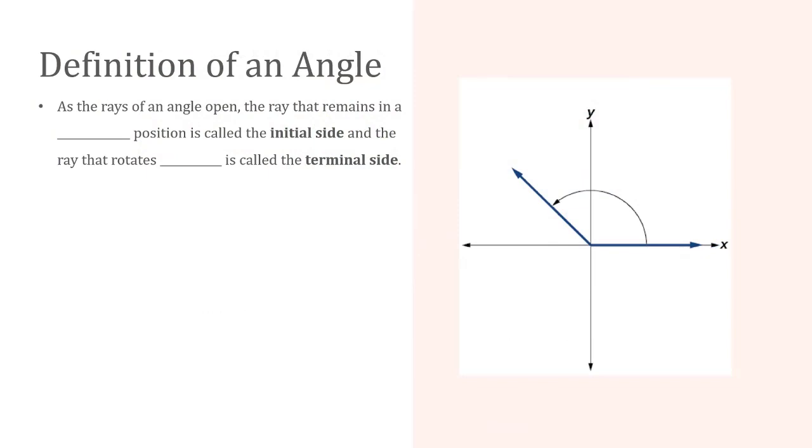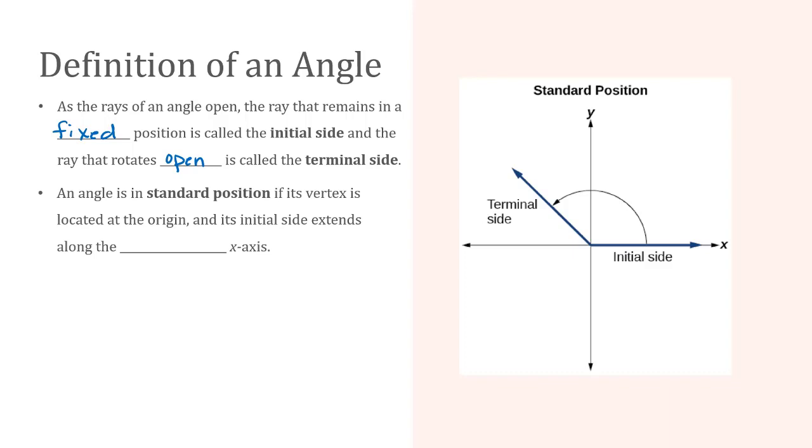As the rays of an angle open, the ray that remains in a fixed position is called the initial side. We can see that down at the positive x-axis. And the ray that rotates open is called the terminal side. Now, if an angle is in standard position, then its vertex is located at the origin, and its initial side extends along that positive x-axis. So that's what we have here.